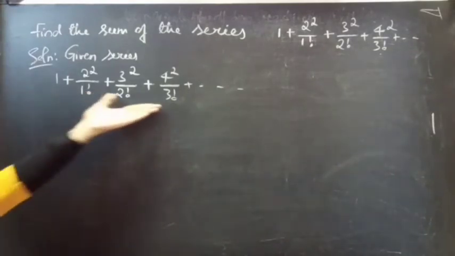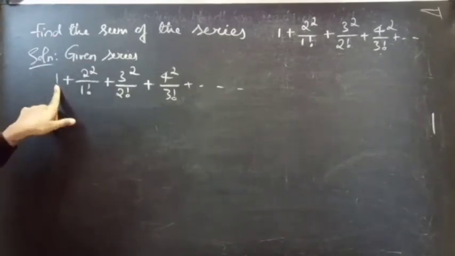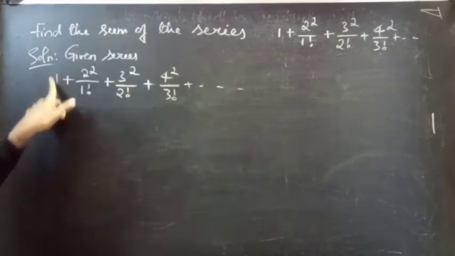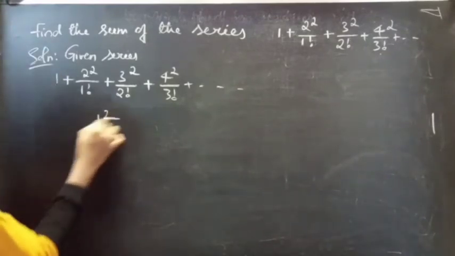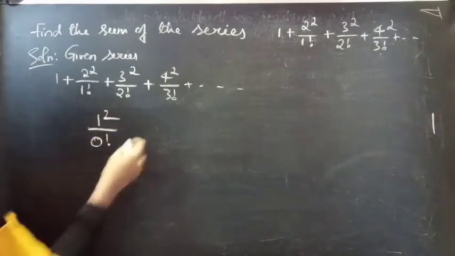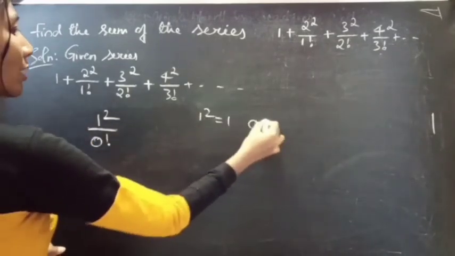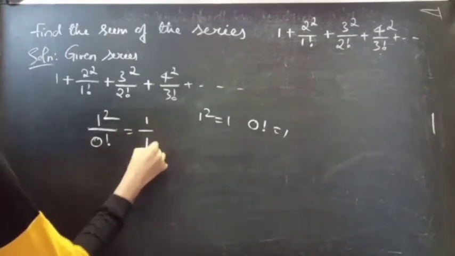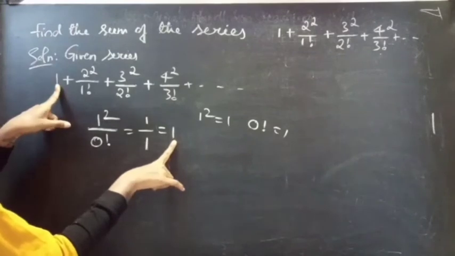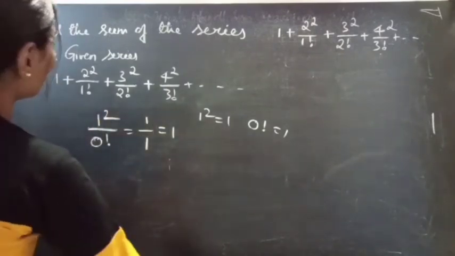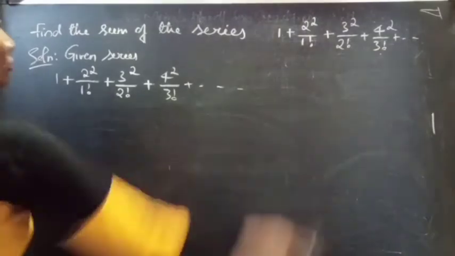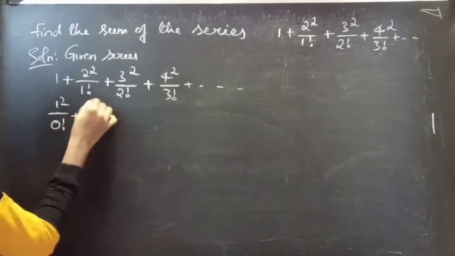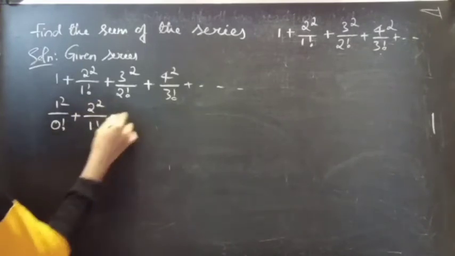Here we have 4 terms. In that, the first term looks odd compared to the other terms. So we'll change this 1 as 1 square by 0 factorial. Since 1 square equals 1 and 0 factorial equals 1, we get 1 square by 0 factorial equals 1 by 1, which is equal to 1. So here you can replace 1 by 1 square by 0 factorial and write the remaining terms as they are.